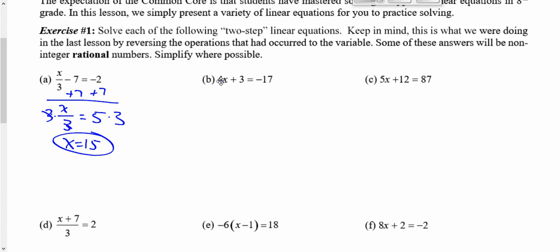Hold on. We talked about it. What are you going to do first? We're going to subtract 3 from both sides. Exactly right. There you go.